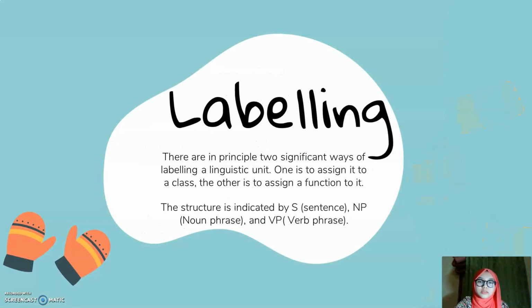Labeling. The concept of labeling was introduced to remove this inadequacy. There are in principle two significant ways of labeling a linguistic unit. One is to assign it to a class, the other is to assign a function to it. Hence, there are two principles according to which we can label the constituents of a grammatical structure: by class and by function. The structure is indicated by sentence, noun phrase, and verb phrase.